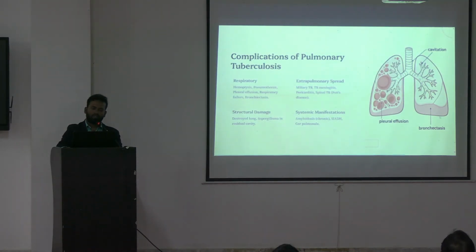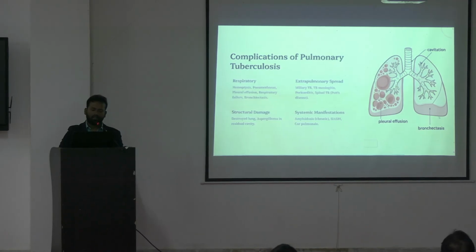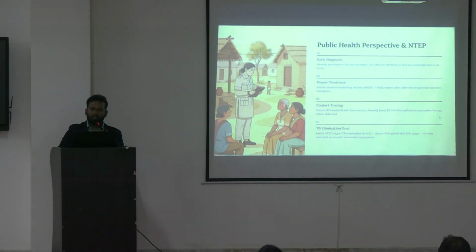Complications of pulmonary tuberculosis in the respiratory system include hemoptysis, pneumothorax, pleural effusion, respiratory failure, bronchiectasis. Extra-pulmonary spread can happen: miliary TB, TB meningitis, pericarditis, spinal TB, which is known as Pott's disease. Structural damage and systemic manifestation can happen. From the public health perspective, NTEP suggests early diagnosis, proper treatment, contact tracing, and the TB elimination goal.